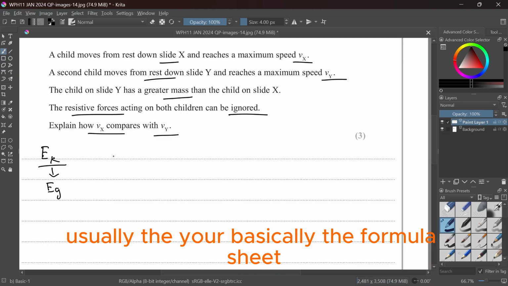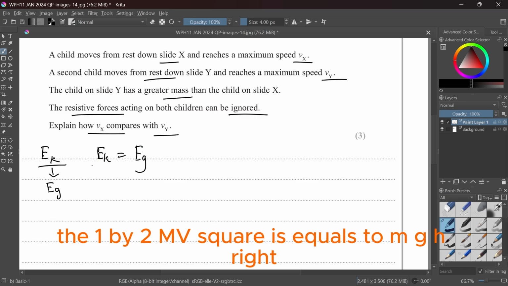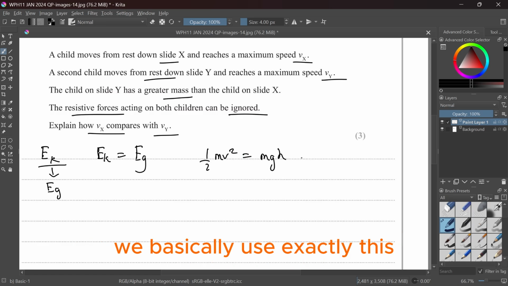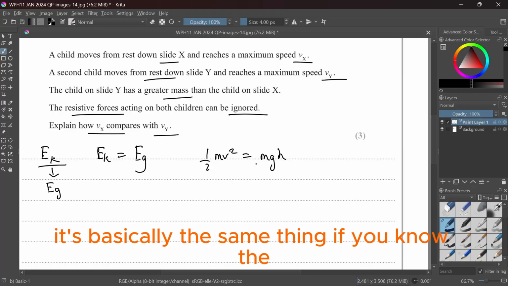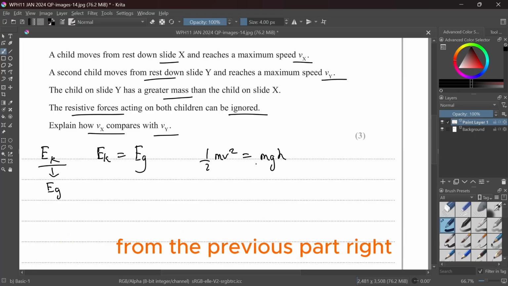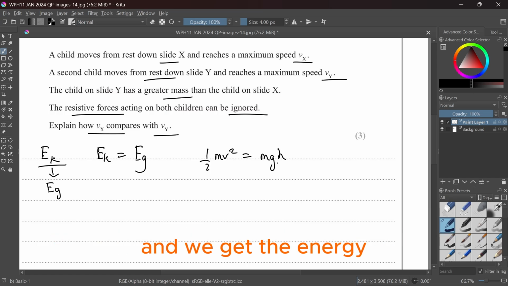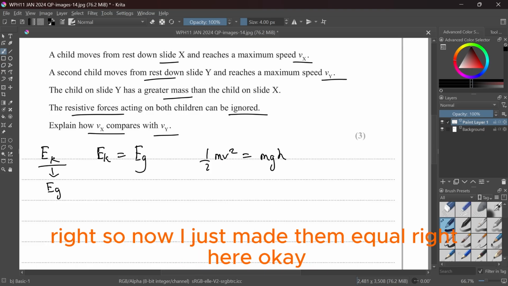right? Usually your formula sheet writes it like this: Ek equals Eg, right? The 1/2 mv squared equals mgh. If you remember, 1/2 mv squared equals mgh. We basically use exactly this, but I wrote it separately. If you just make them equal, it's basically the same thing as the previous part. So we had height, and then we calculated this, and we got the energy, and we use the same energy here and get the v value, right? So now I just made them equal right here.